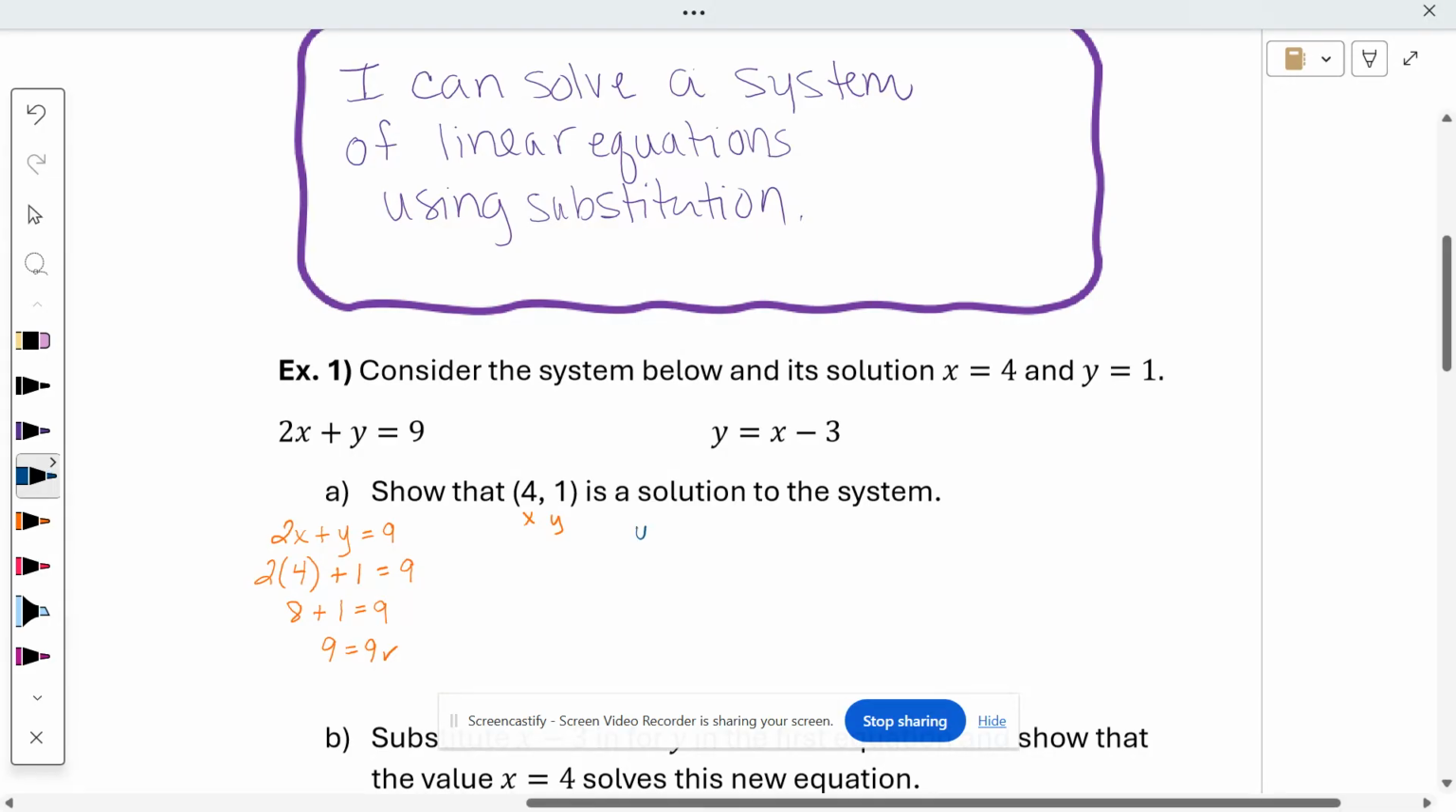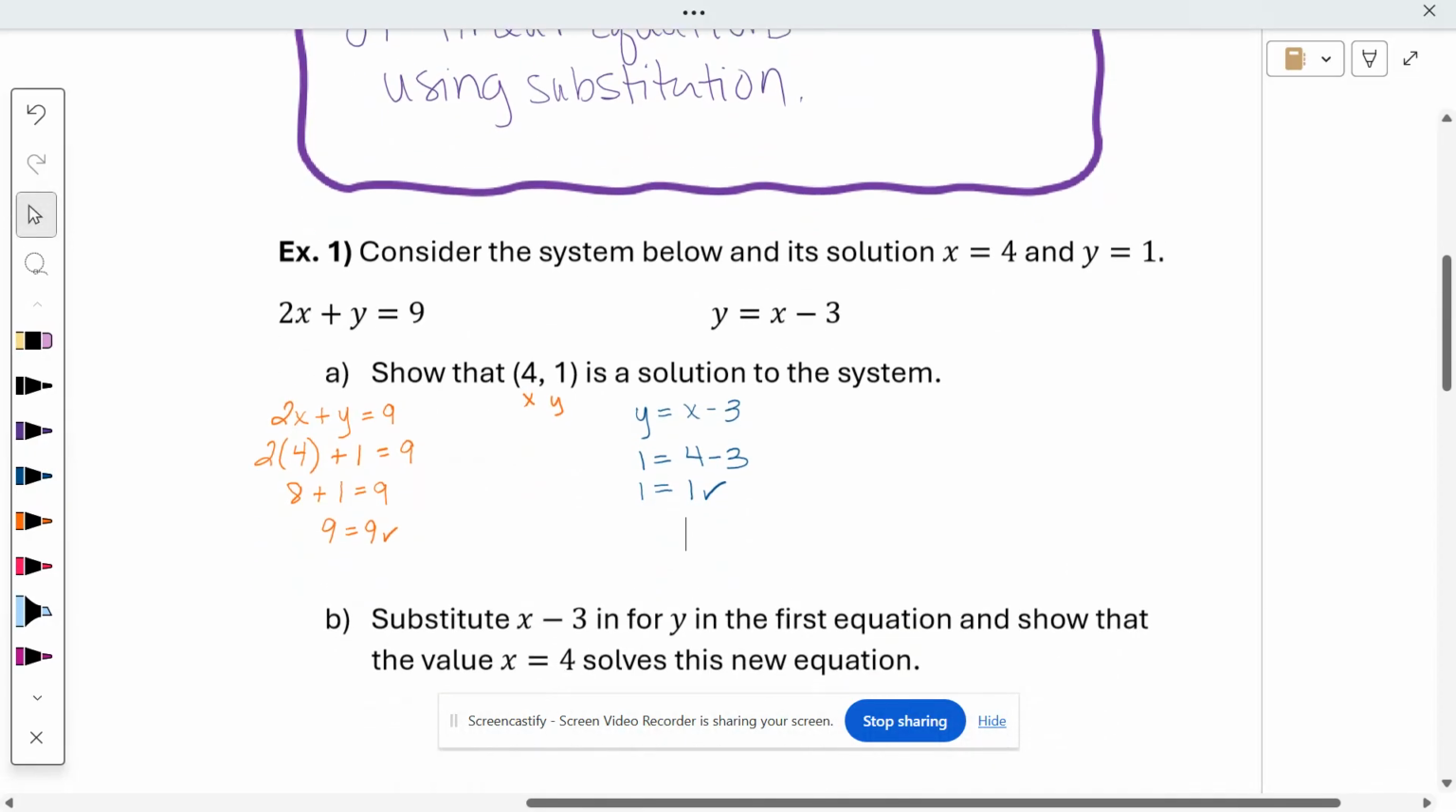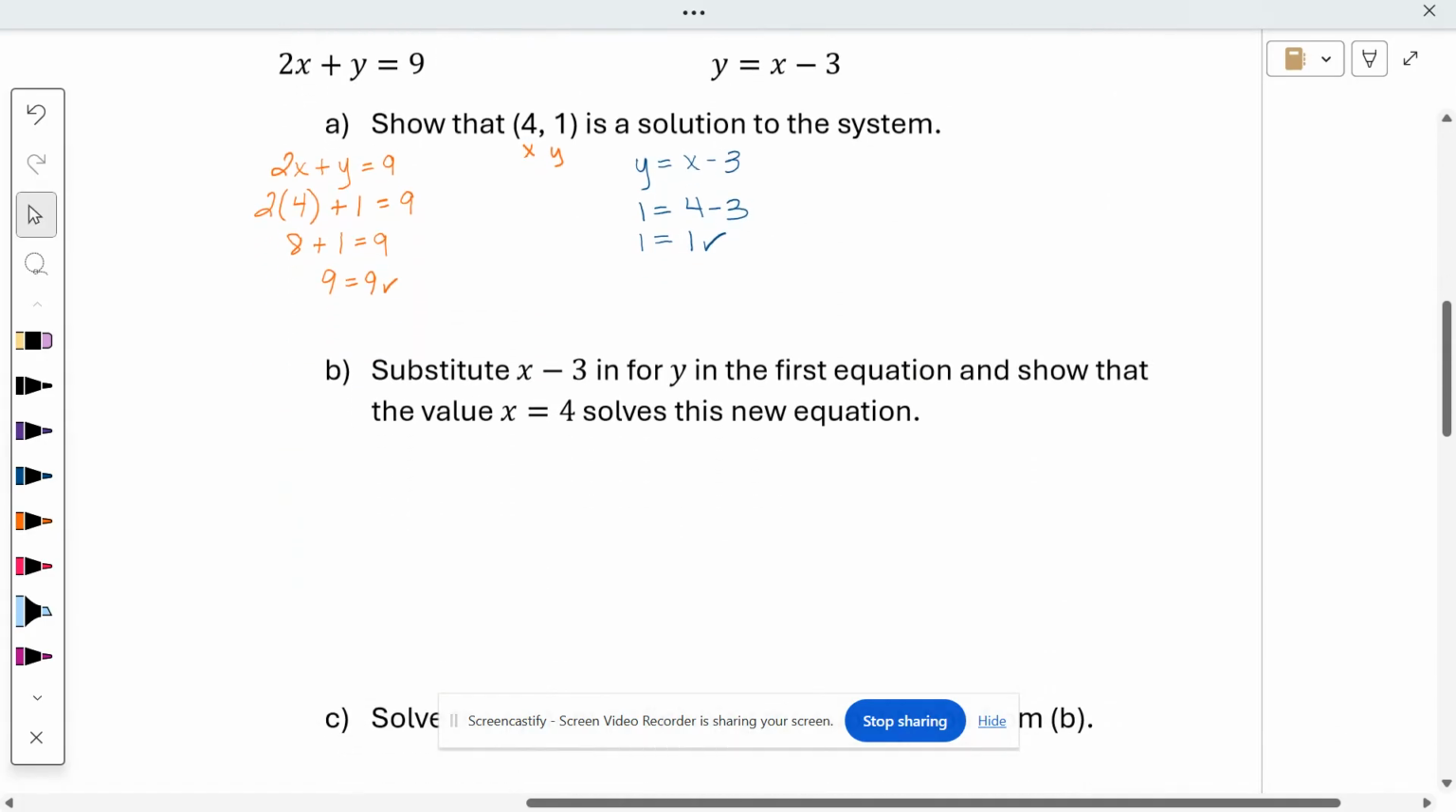So our second equation, y equals x minus 3. I'm replacing the y with the number 1, and I'm replacing the x with a 4. 1 equals, let's see, 4 minus 3 is 1, so that is true. So we've just shown that 4, 1 is a solution to the system.